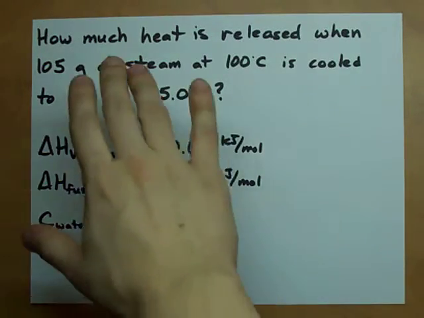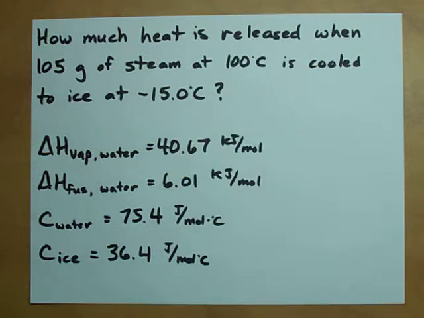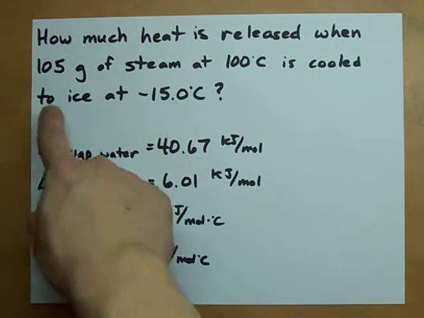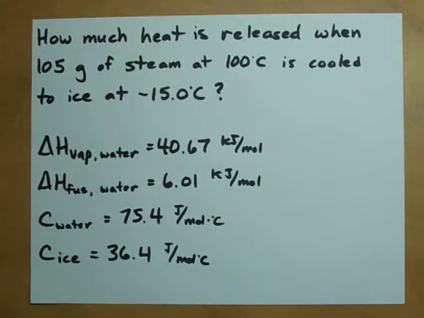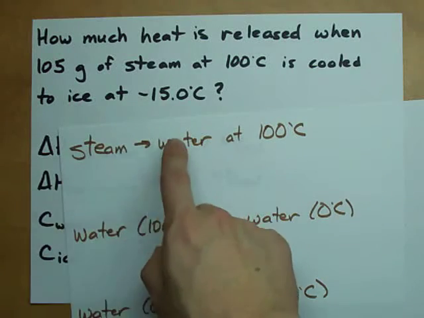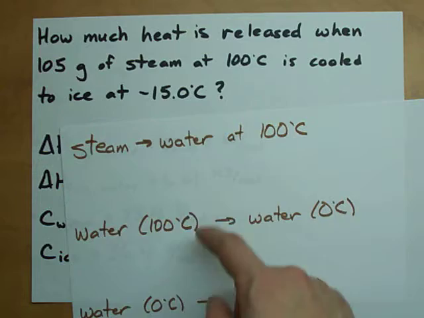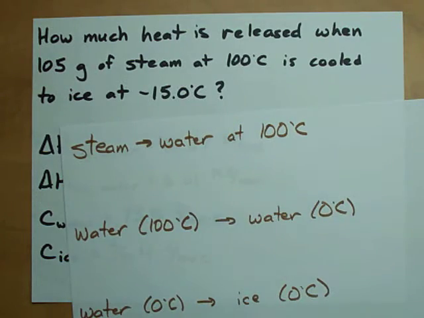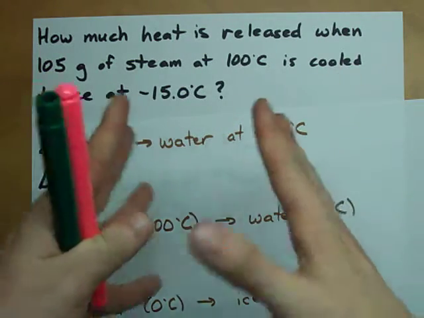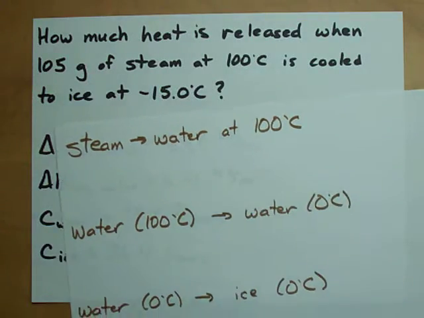Hey guys, how much heat is released when 105 grams of steam at 100 degrees Celsius is cooled to ice at negative 15 degrees Celsius? Well, we've got four processes happening here. We've got the steam turning to water at the boiling point. There's steam at 100 degrees Celsius and there's water at 100 degrees Celsius. And to condense that steam to water, even though the temperature doesn't change, some heat is released.